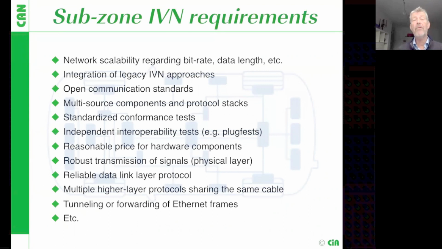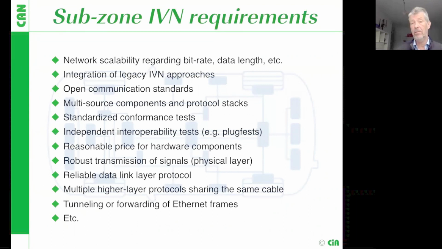So what does this mean for the subzone in-vehicle networks? What are the requirements? Of course, because we have a lot of different sensors and actuators with different bandwidth requirements, the network scalability of those subzone in-vehicle networks is very important regarding bit time, data length, etc.